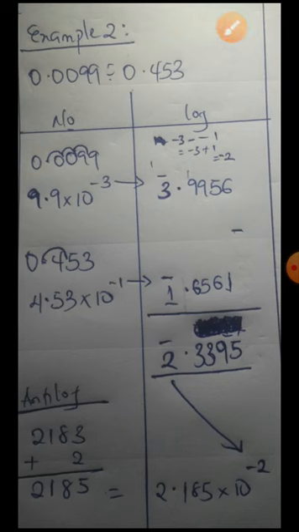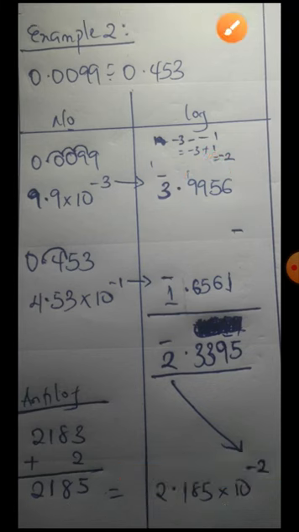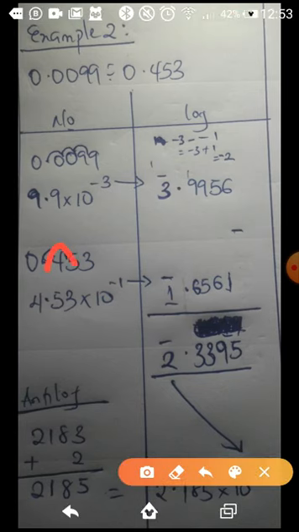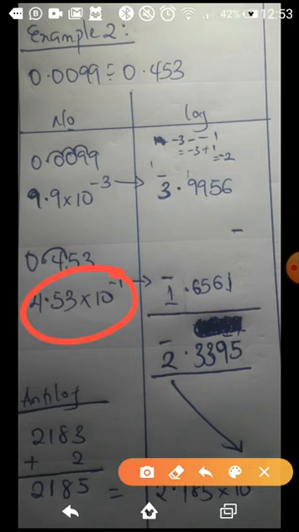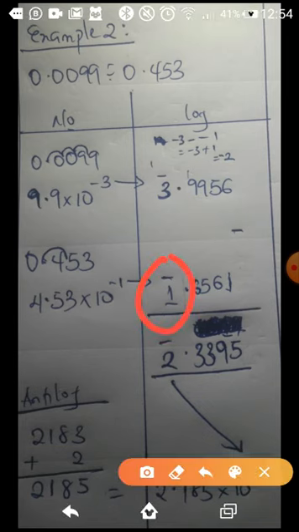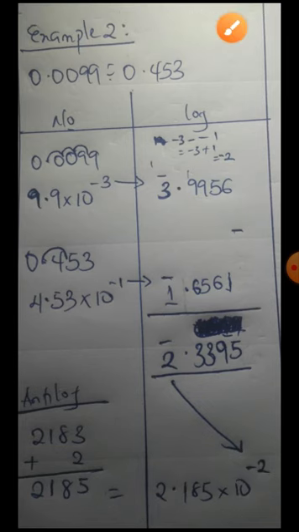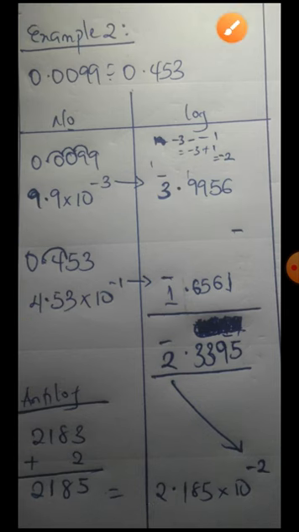Now, if you check 99 under 0, this gives you the mantissa. That's where we got the mantissa from. The next number is 0.453. If you move your point 1 place like we did here, we get 4.53 times 10 raised to the power minus 1. That minus 1 is our characteristic, bar 1. Now you find 45 under 3, and that gives us 6561.